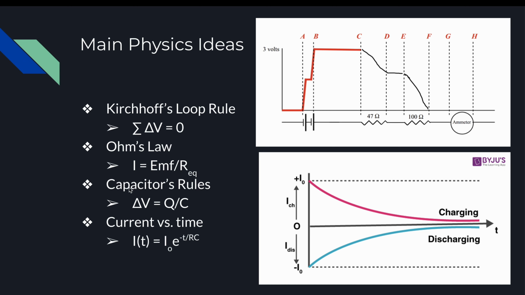And then the capacitor rules: voltage equals charge over the capacitance, and then current versus time is given by this equation. So when the capacitor is charging, the current is going to decrease and it's going to go to zero.